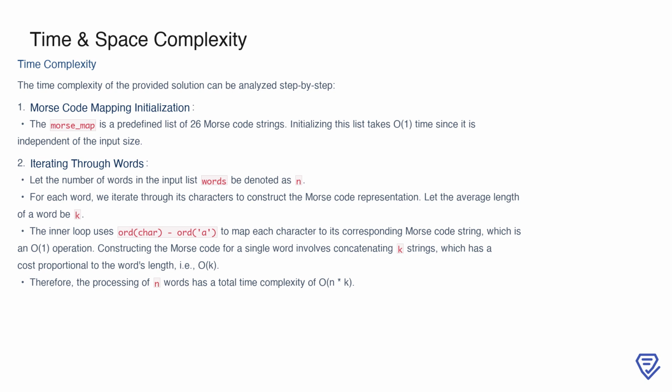Next, we process the input list of words. If the input contains n words and the average length of each word is k, we iterate through each word and its characters to construct the corresponding Morse code transformation. Mapping a character to its Morse code is an O(1) operation using the ord function, and constructing the transformation involves concatenating up to k strings for each word, making this step proportional to O(k) for one word. When considering all n words, the total cost for this step becomes O(n*k), as both the number of words and their average length contribute to the runtime.